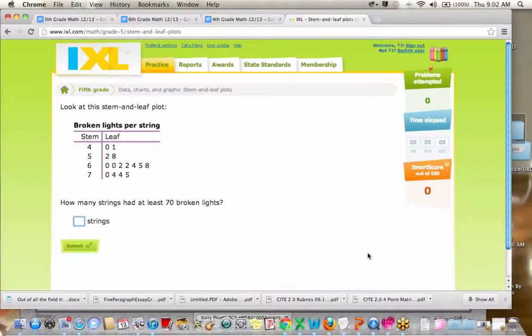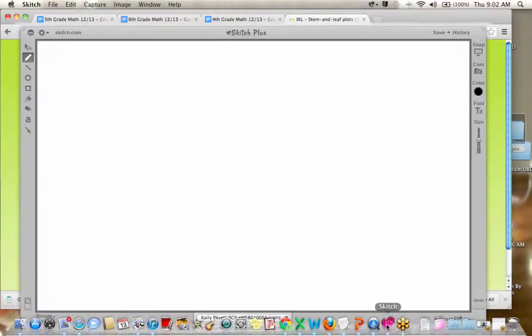So here we go. Stem and leaf plots. What you need to know about stem and leaf plots is that the stem represents the tens position, okay? And that the leaf is going to represent the ones position. So I'm going to actually take a picture of this so that I can draw on it. Just a second.